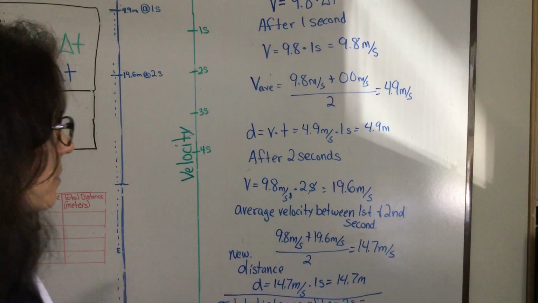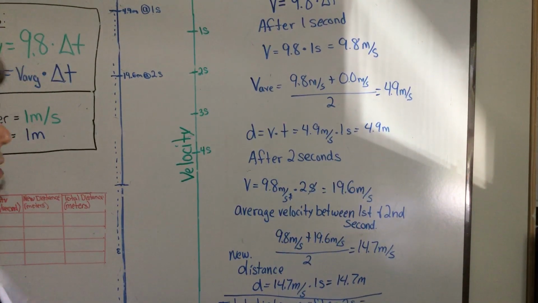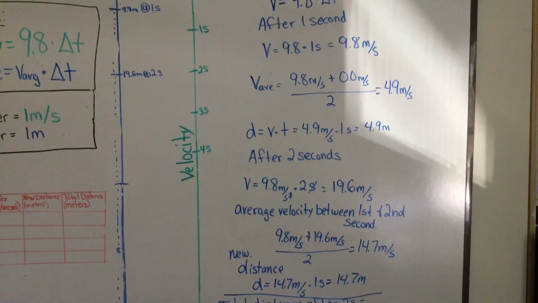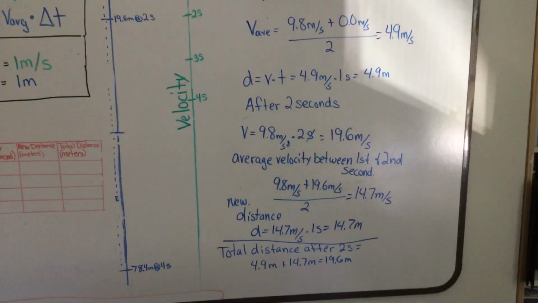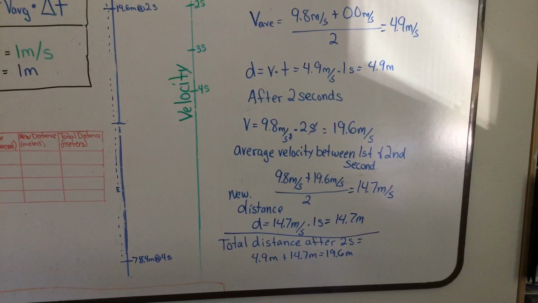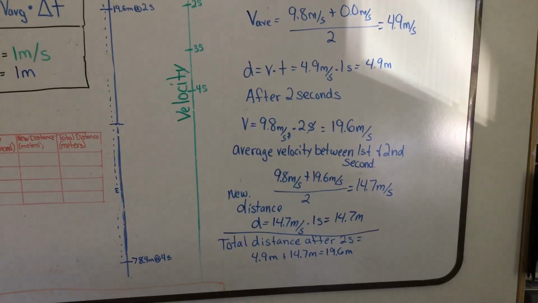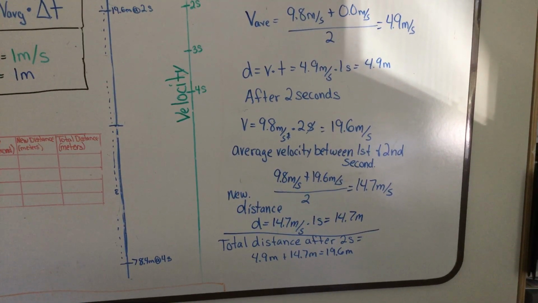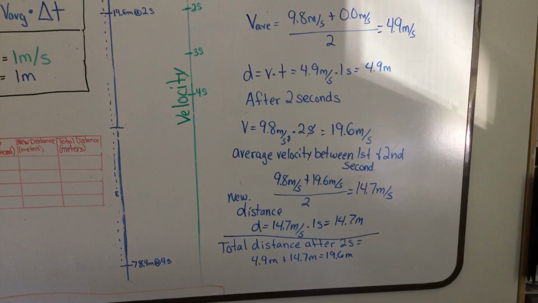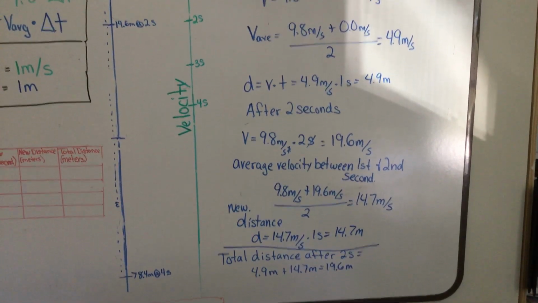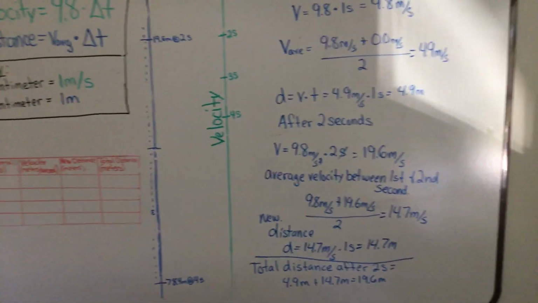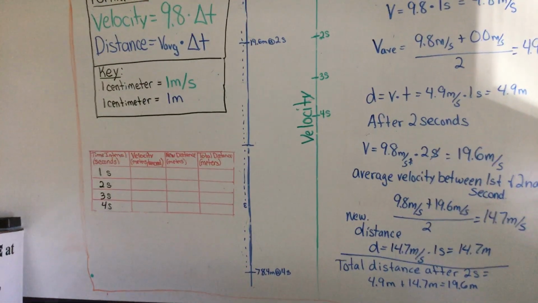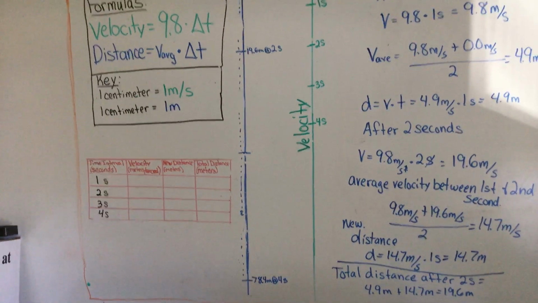You do not have to do that, but let's take a look at what you're going to do for your poster. All right, so I'm going to tip this down so you can see the total distance after 2 seconds. We added the distance after 1 second to the distance after 2 seconds and got 19.6 meters. Now, let's turn my video here over to what you need to put on your poster.